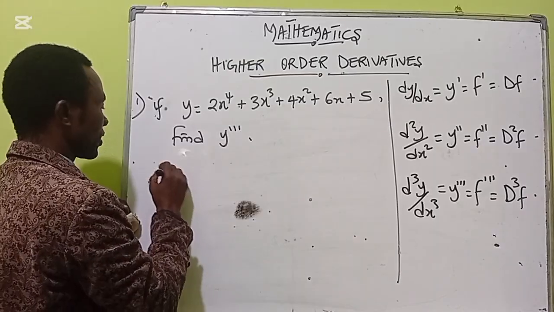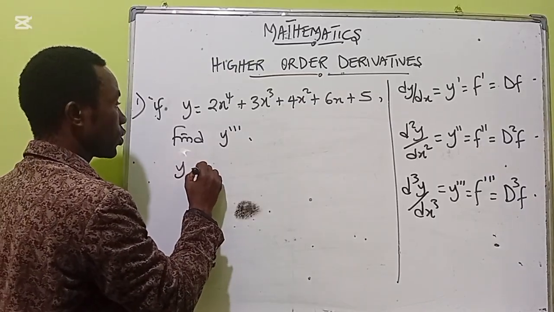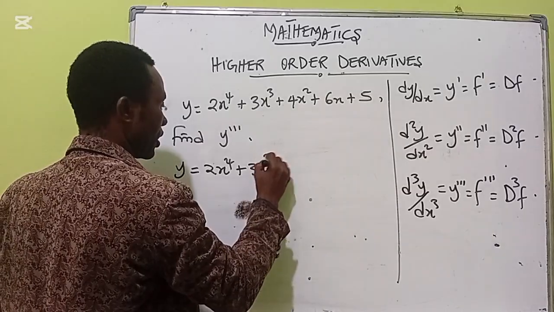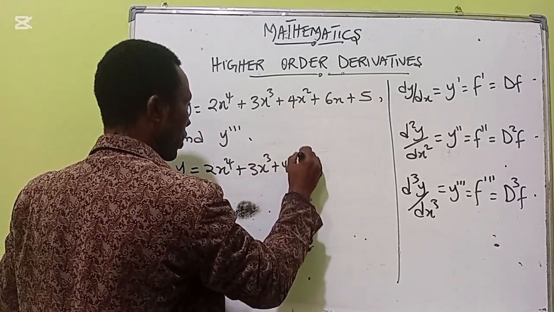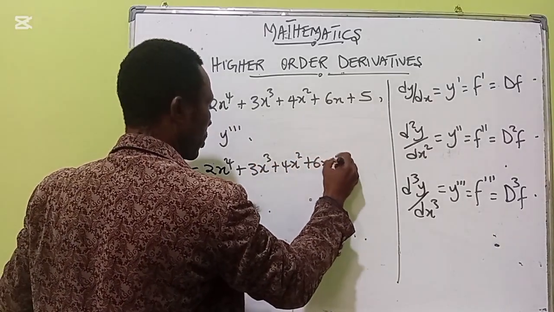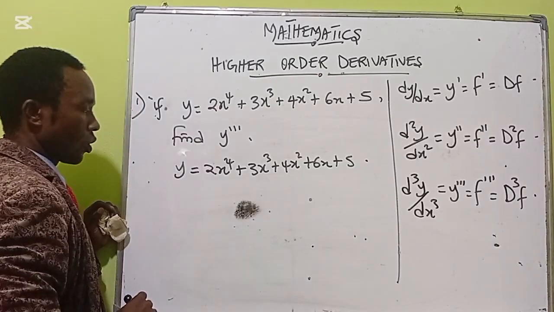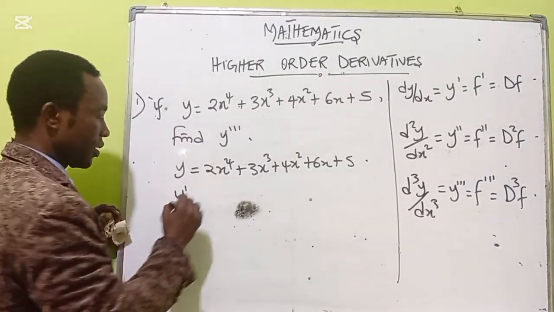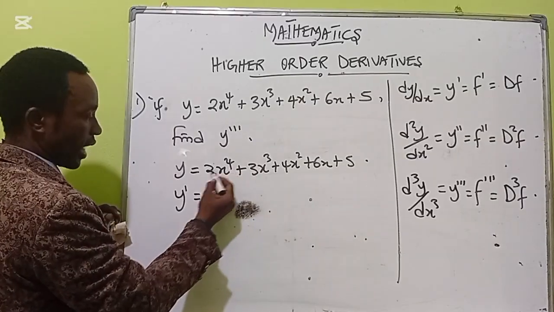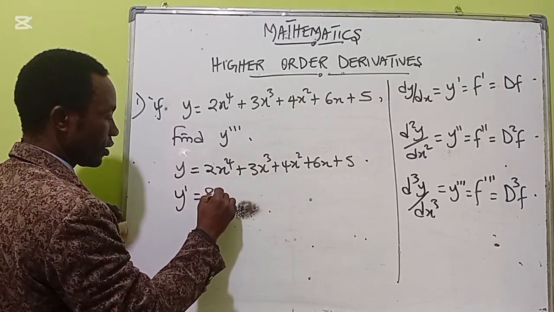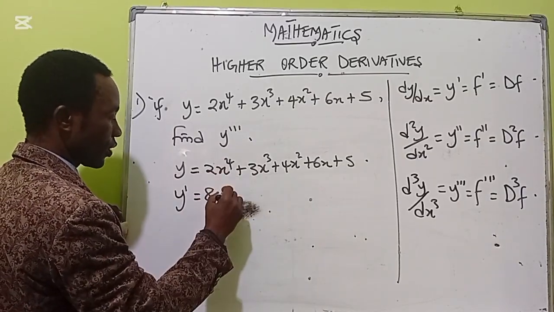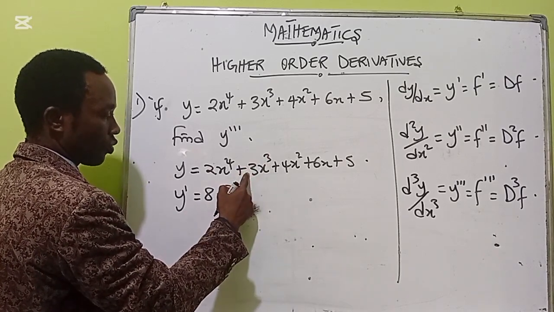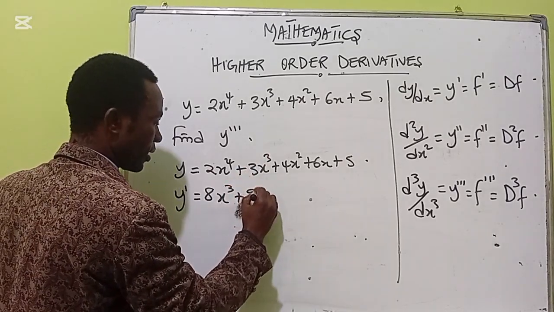Now that is to say that our y equals 2x^4 plus 3x^3 plus 4x squared plus 6x plus 5. We want to do the first derivative, which is y prime. That will give us 4 times 2, which is 8. Take away 1 from 4, you get 3. Then plus 3 times 3, you get 9.